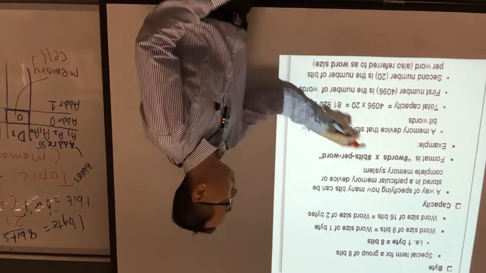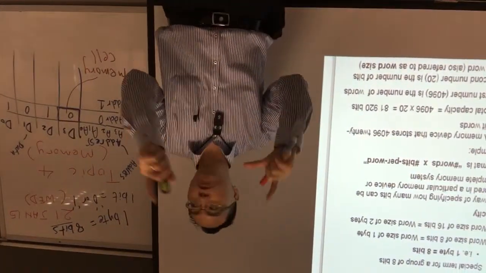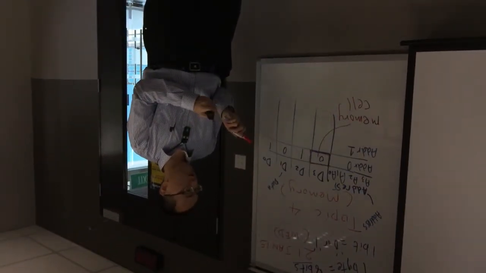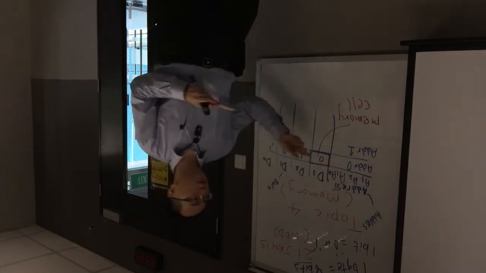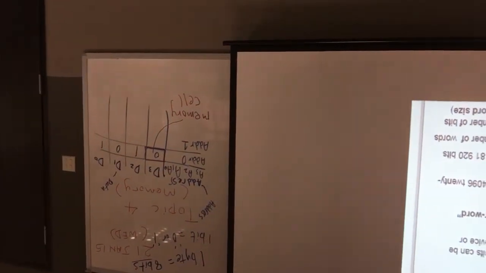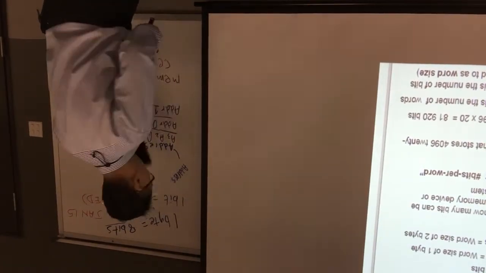Then we talk about capacity. Capacity means how many bits can be stored in this memory. This is a good example here on my whiteboard. How many address lines are here? 4. With 4 address lines, how many combinations can you get? 16. Very good, 16.